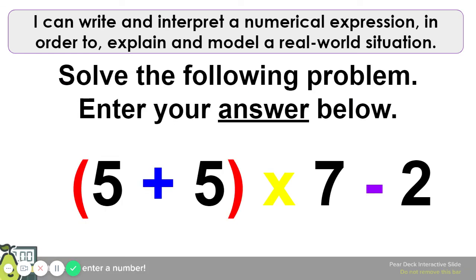So now it's your turn. You're going to solve the following problem, and you're going to enter your answer. So you're going to solve 5 plus 5 times (7 minus 2). Follow your order of operations. And enter your answer down below.